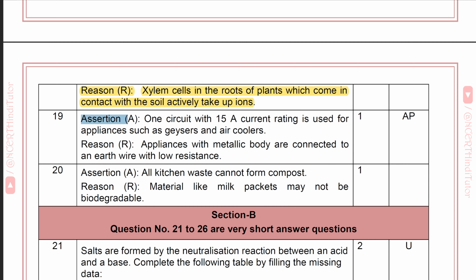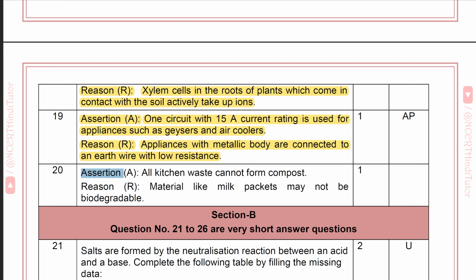Question 19. Assertion A. One circuit with 15 ampere current rating is used for appliances such as geysers and air coolers. Reason R. Appliances with metallic body are connected to an earth wire with low resistance. Here comes option B. Both A and R are true but R is not the correct explanation of A.